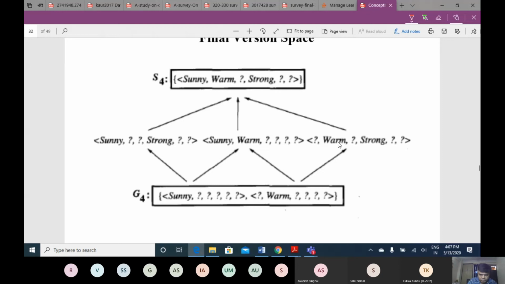Here warm, cold. Warm, cold does not match. That means this particular example is not included in this hypothesis. Okay. And similarly, it requires either sunny or warm, and both are false in your example. So this hypothesis also does not include this example. That means this particular example is false or no for all hypotheses given in your version space.